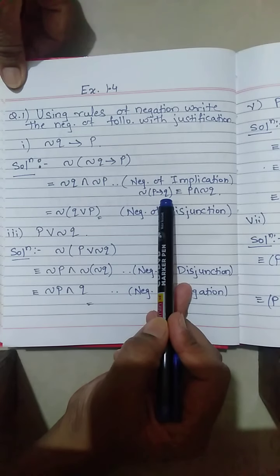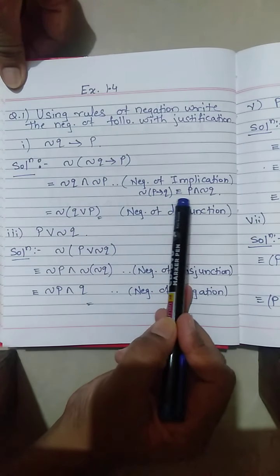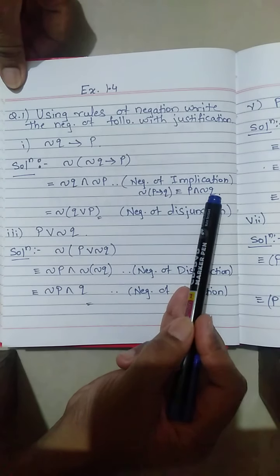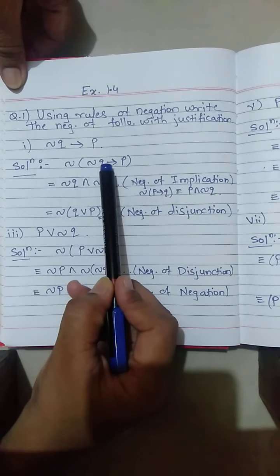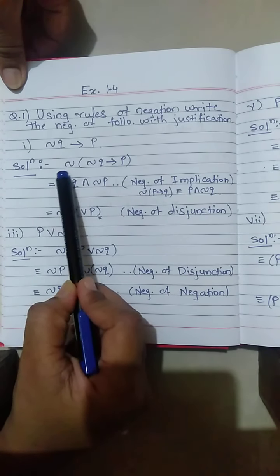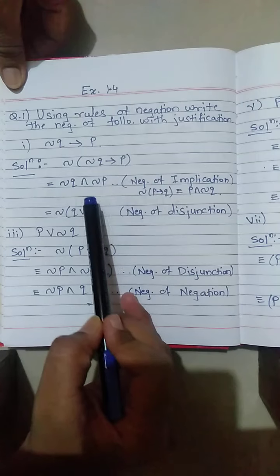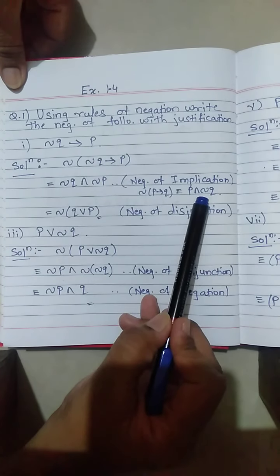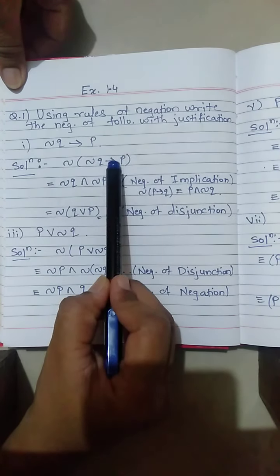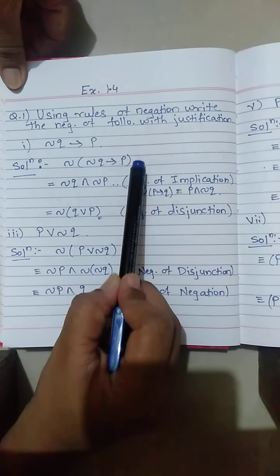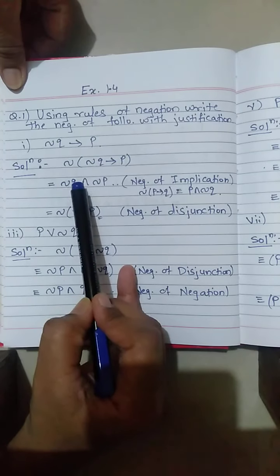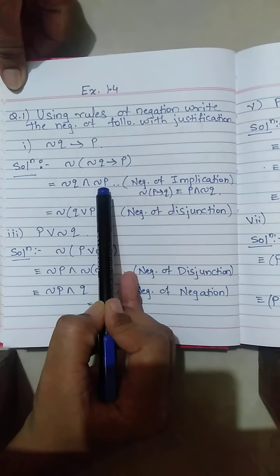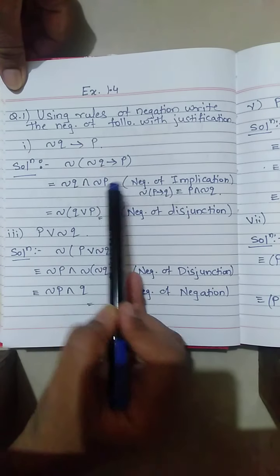We have seen this in the last lecture. Negation of P implies Q is P and negation of Q: the first statement, and the negation of the second statement. Here the first statement is negation of Q. So the first statement as it is, the middle connective, and the negation of the second statement. The negation of the second statement is negation of P. So first statement and negation of second statement, this is the negation of implication.